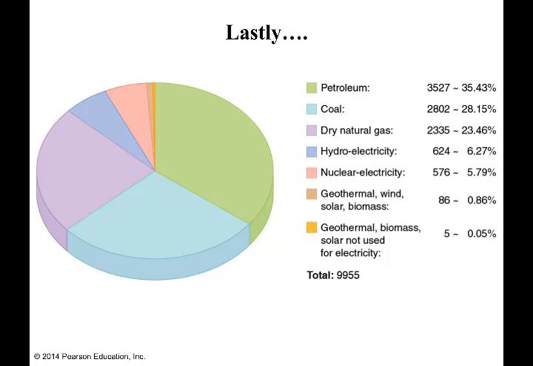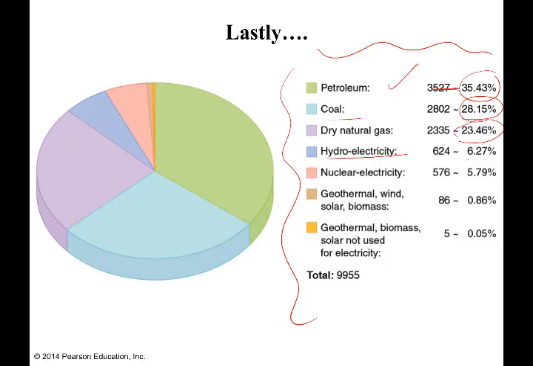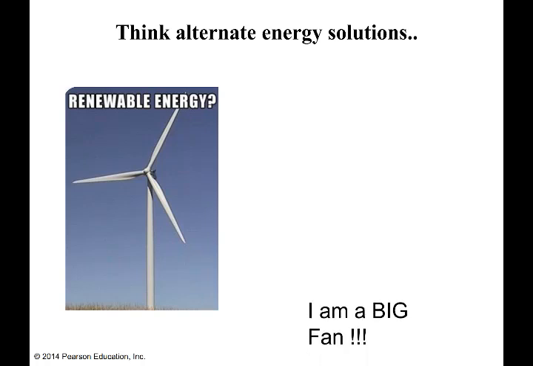So lastly, what are the energy resources that we have, and how much of the energy sector do we consume in petroleum? 35.43%, and coal generates 28.15%, and dry natural gas 23.46%. Hydroelectricity, we have not tapped it completely, 6.27%. Nuclear electricity comes with a hazard though, but geothermal, solar, biomass, and wind, we are not using them optimally, and these may run out. So we have to start thinking, and since you are the next generation, it's your job to think how to minimize energy consumption, how to go more into renewable energy resources. So think alternate energy solutions, and I'm a big fan of this.